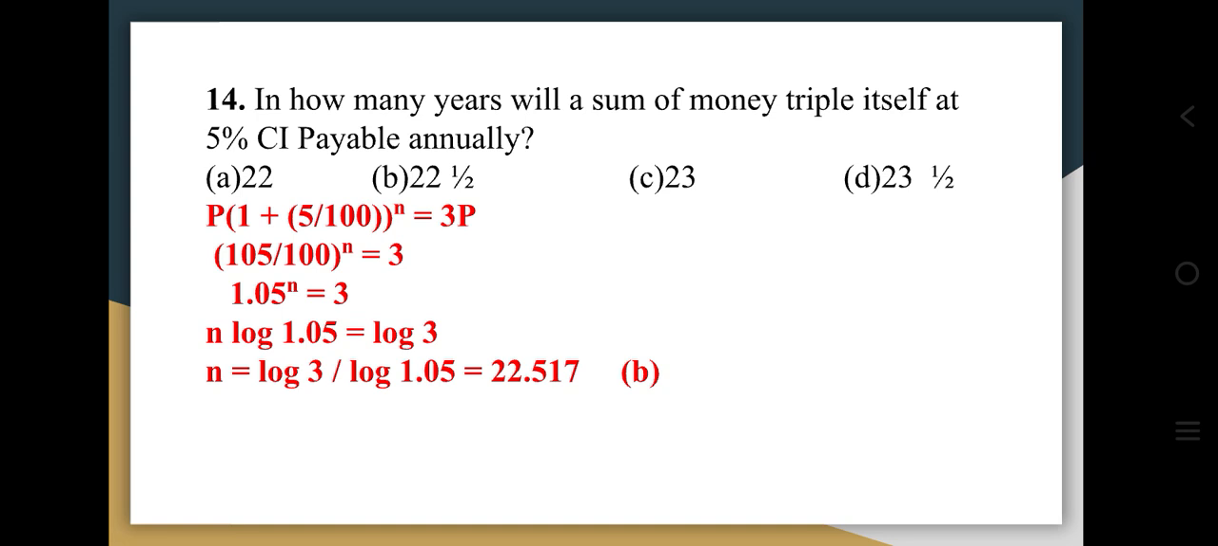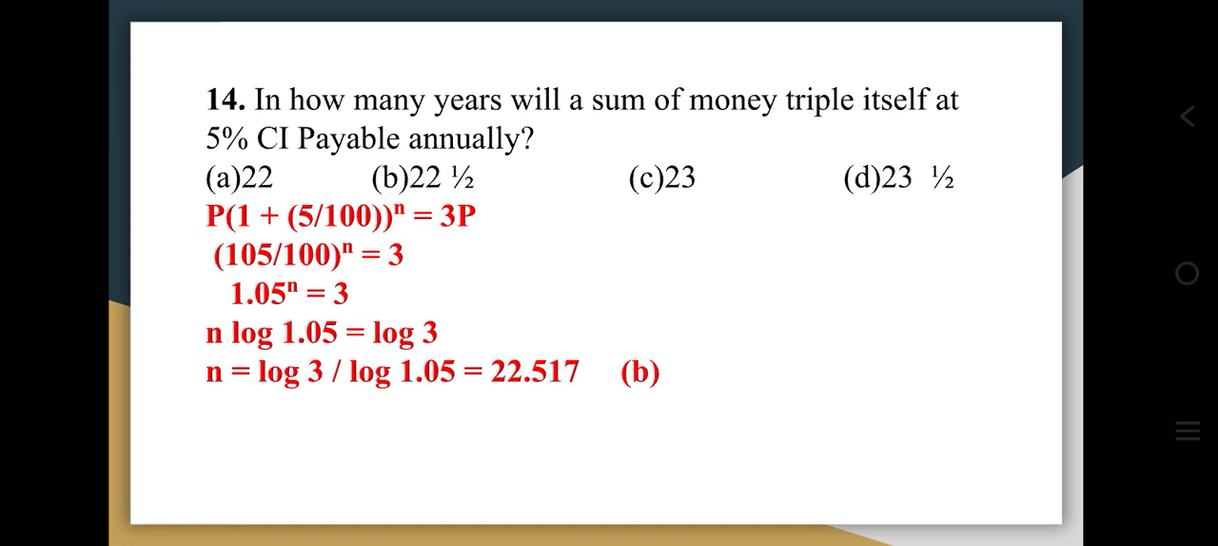3P. So P into (1 plus 5 by 100) whole power N is equal to 3P. We want the value of N. So if you cancel P, you get (1 plus 5 by 100) whole power N is 3. If you simplify 1 plus 5 by 100, it is 105 by 100. So (105 by 100) power N is 3. That is 1.05 power N equal to 3.